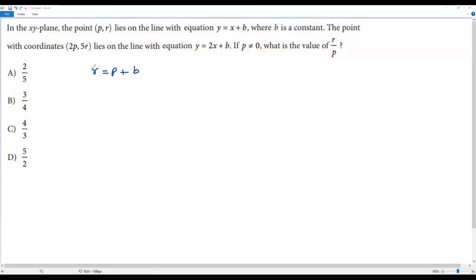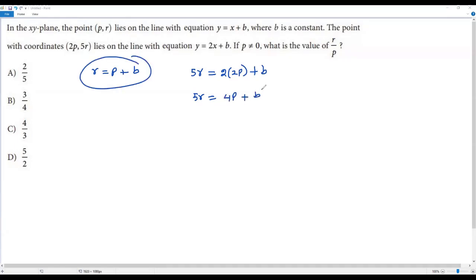Okay, now let's consider the second information. We have this point (2p, 5r) on the line with the equation y equals 2x plus b. That is, we can plug in the x coordinate 2p for x and the y coordinate 5r for y. When I do so, I'm getting 5r equals 2 times, for x we plug in 2p, plus b. Now 5r is equal to, when I multiply 2 and 2p, 4p plus b.